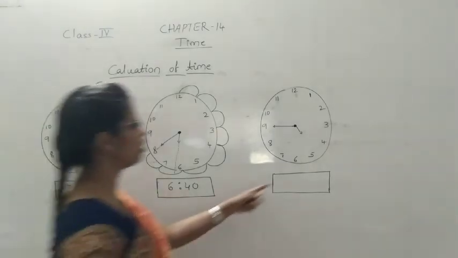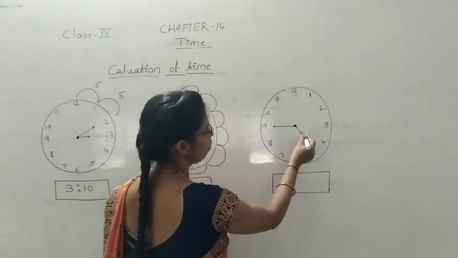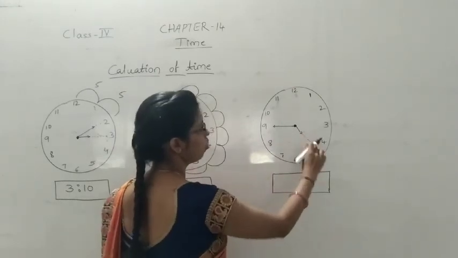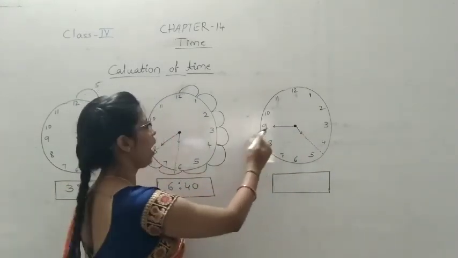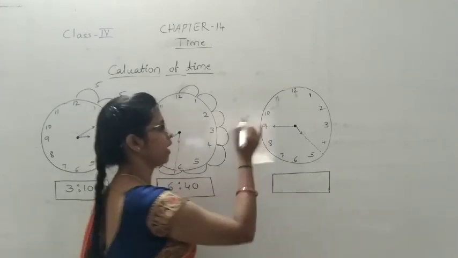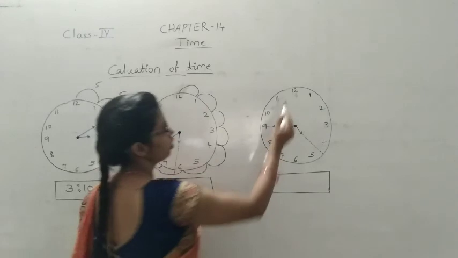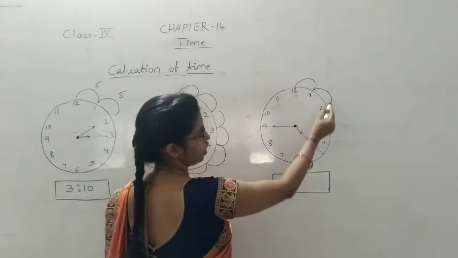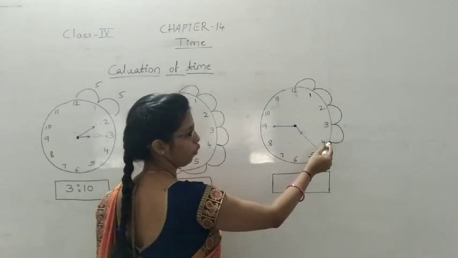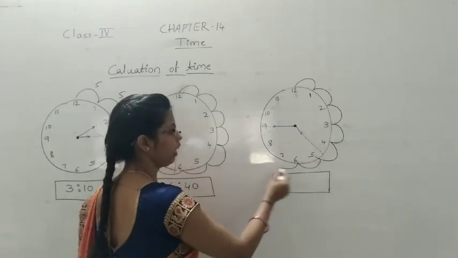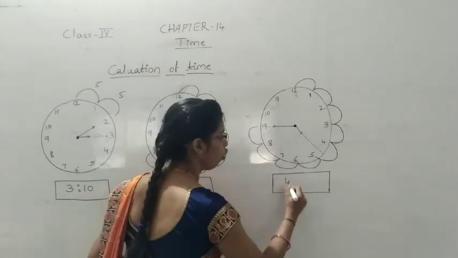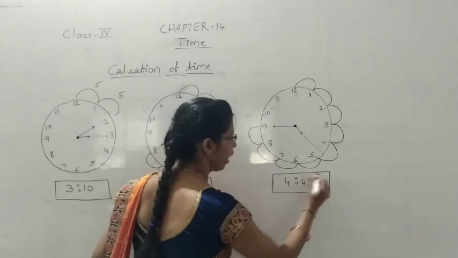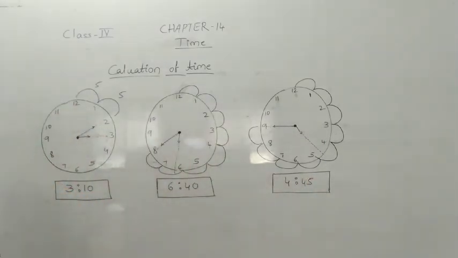In the third figure, the small needle is in between 4 and 5. But the big needle is exactly at 9. Exactly at 9. 5 minutes, 10, 15, 20, 30, 35, 40 and 45. It means time is 4:45. Write these three in your textbook.